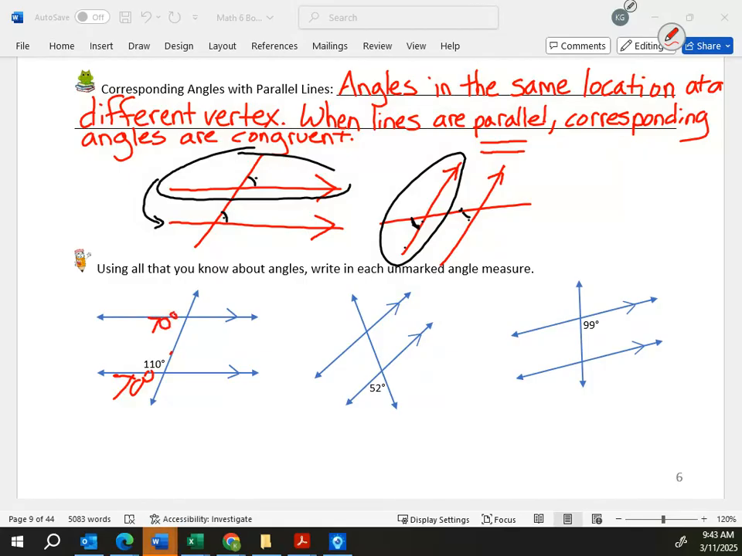How did you know that's 70 degrees, Adeline? It's its corresponding angle. If we took this top section and we placed it over our bottom section, they match up. They are in the same location. They're corresponding, so they're congruent, so they are the same measurement. Who can fill in another measure? Bennett.